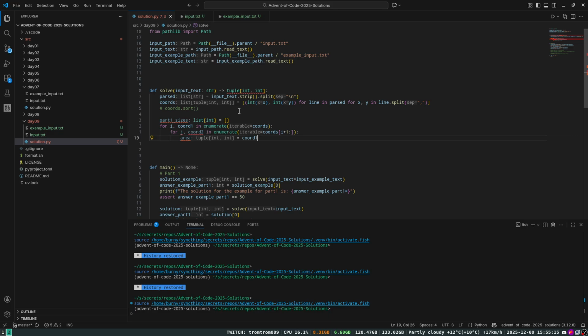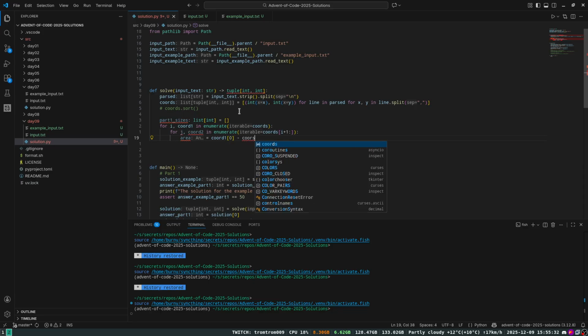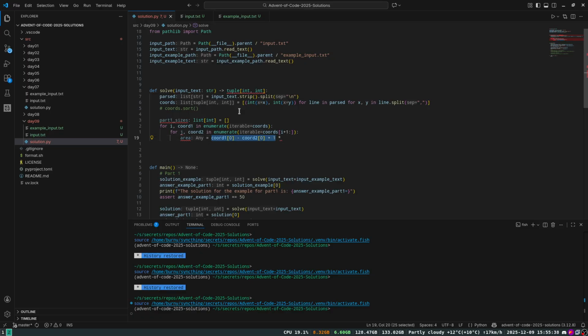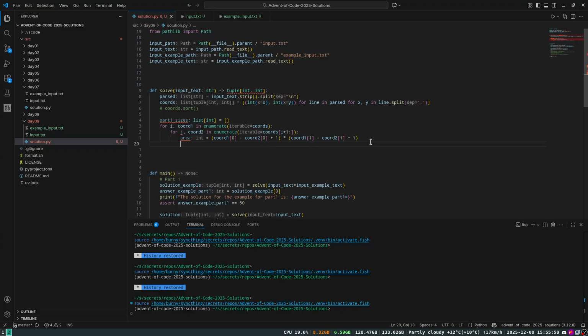x value. Do I have to sort it? I could just take the absolute value. I could take it later. Minus chord 2 plus 1 times the same for y values. And then the result is now positive or negative. Of course, we are only interested in the positive.